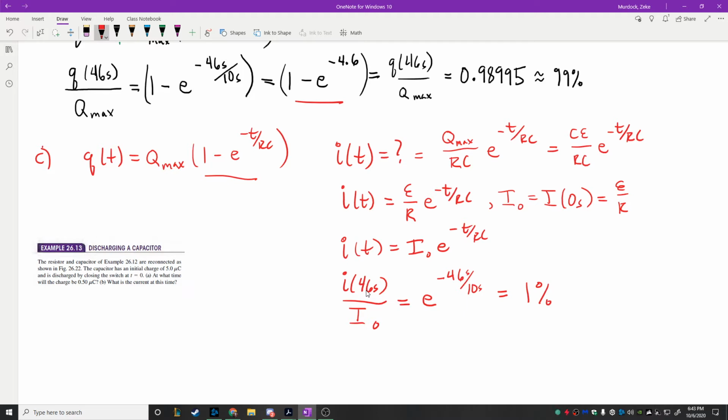The reason why I put I naught in the front is because from this here, I naught is defined as the current at time equal to 0 seconds. If I plug a 0 into here, it's e to the 0, so you get E over R. That means that I of 0, which is also often called I naught, is just E over R. So I just replaced E over R with I naught. Okay. Pretty easy problem.